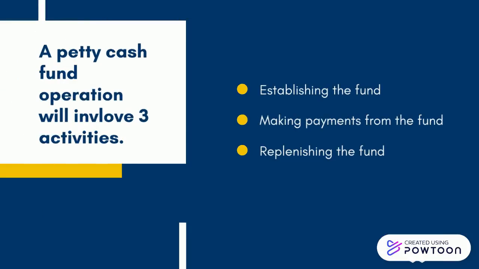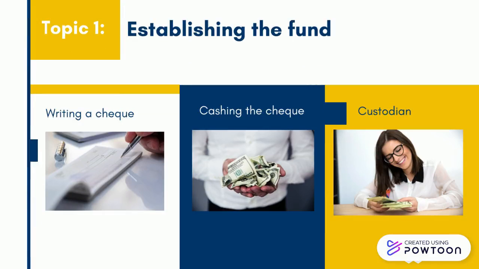Its operation will always involve the following three activities. First is establishing the fund. A petty cash fund is established by writing a check for the amount of the fund, then cashing the check, and last but not least, placing the cash under the care of an employee designated as a custodian.